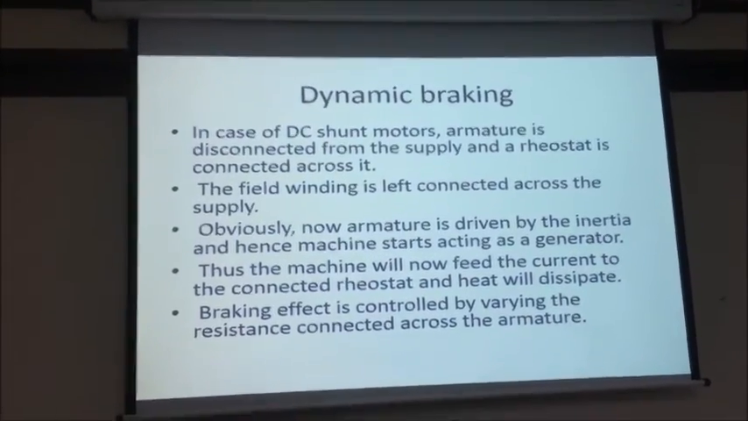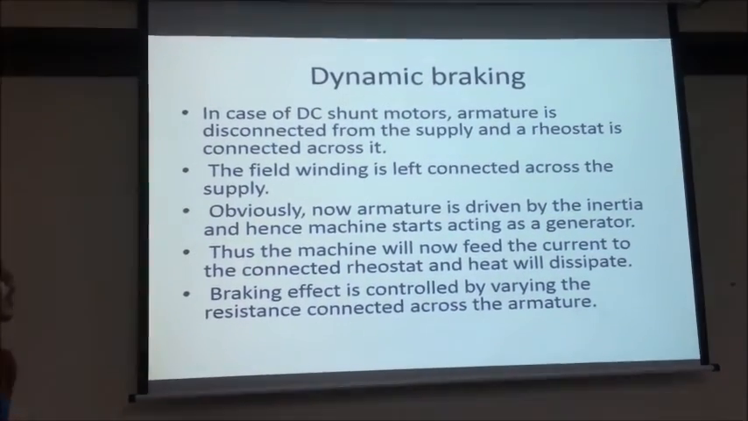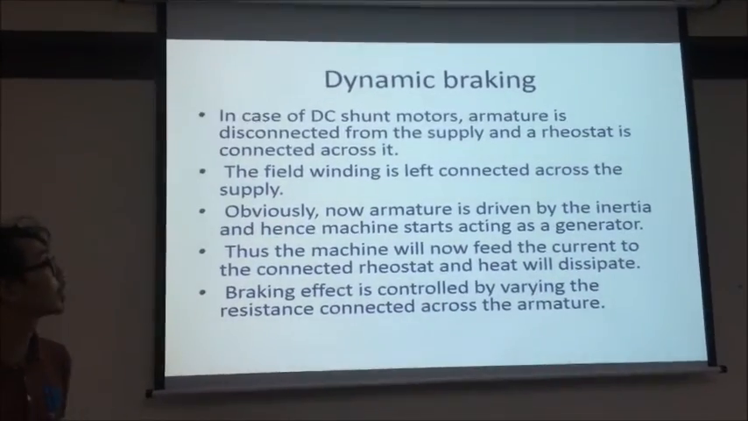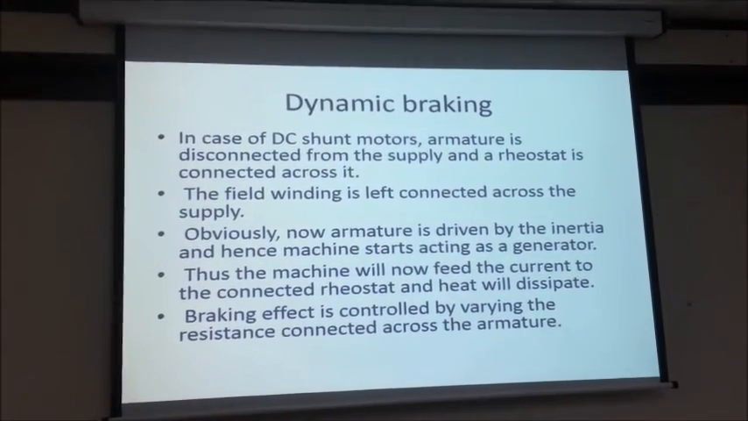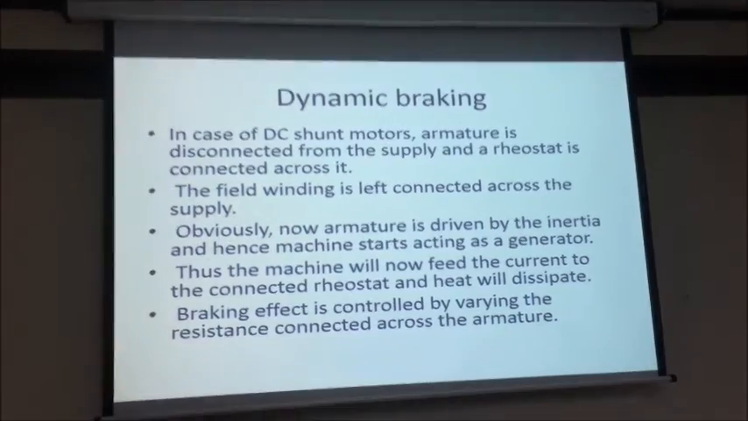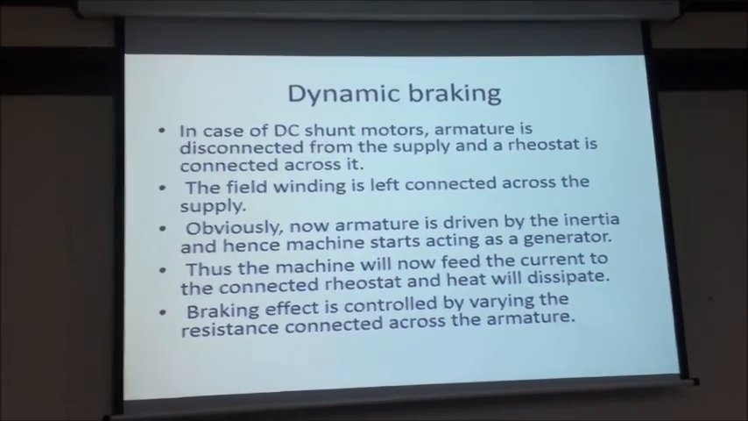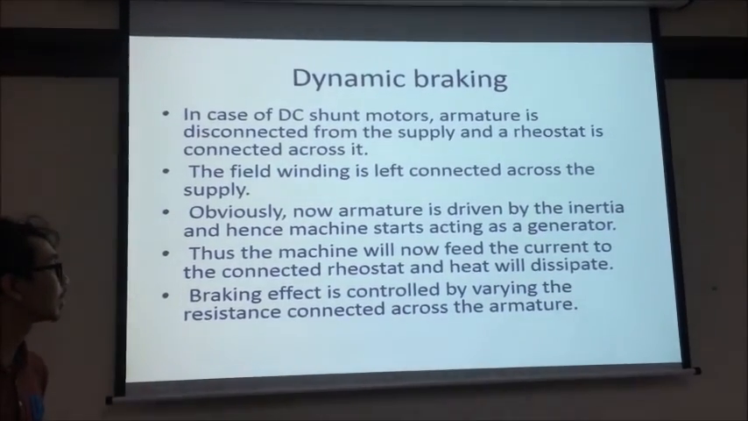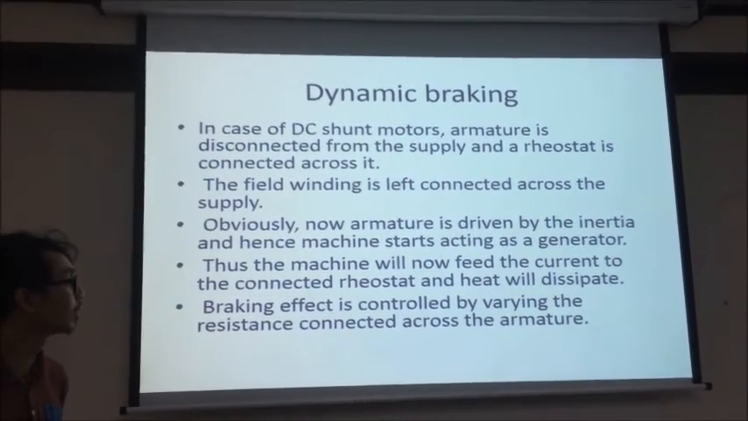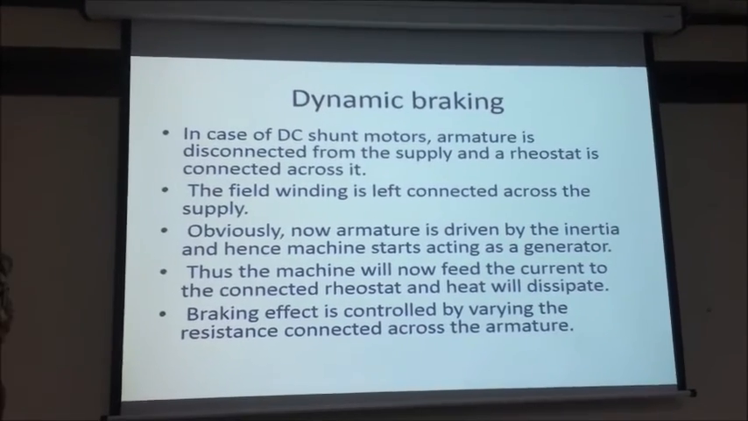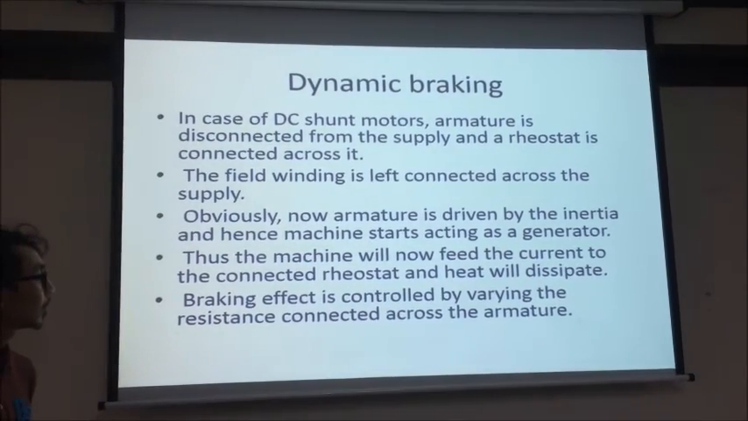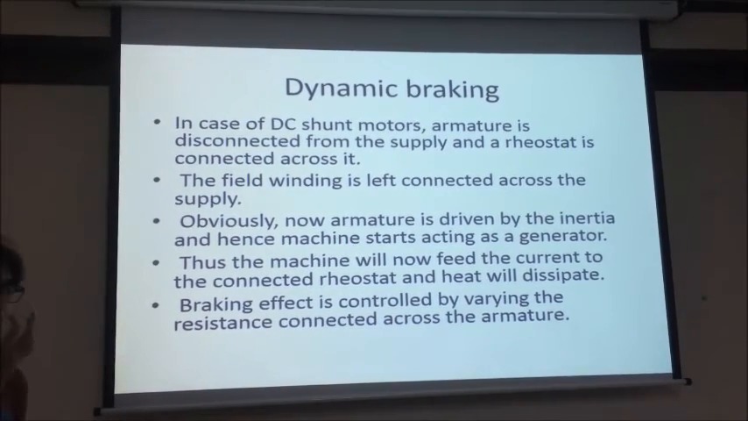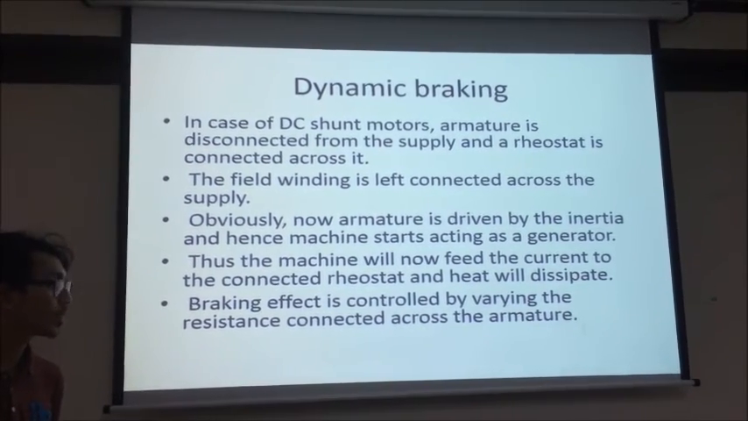Okay, next is about braking, dynamic braking. In the case of a DC shunt motor, the armature is disconnected from the supply and a rheostat is connected across it. Okay, the field winding is left connected across the supply. Obviously, now the armature is driven by the inertia and hence the machine starts acting as a generator. Thus, the machine will now feed the current to the connected rheostat and heat will dissipate. The braking effect is controlled by varying the resistance connected across the armature.